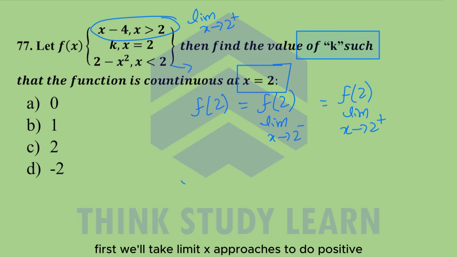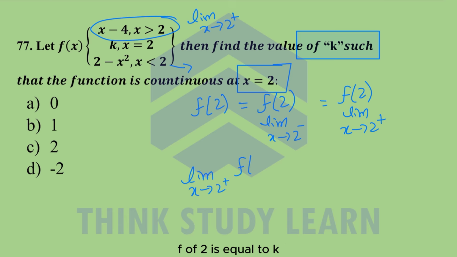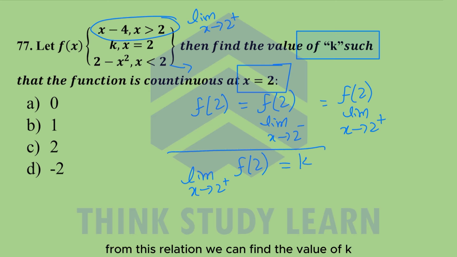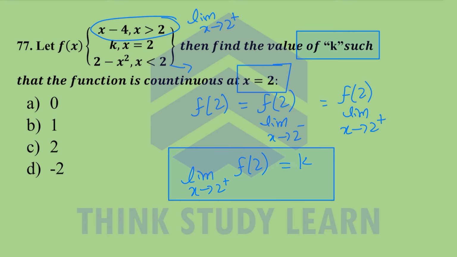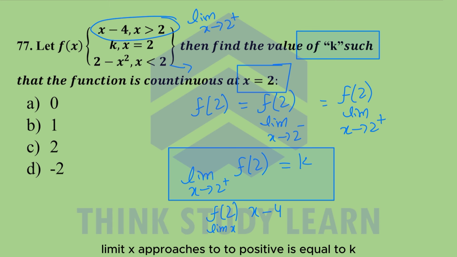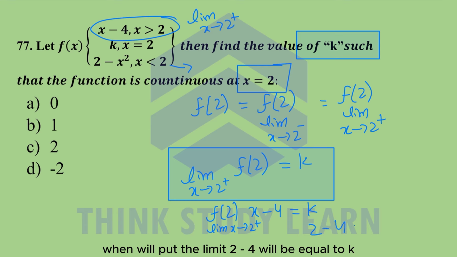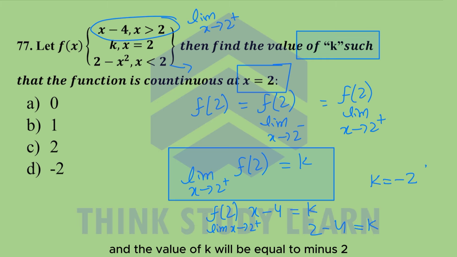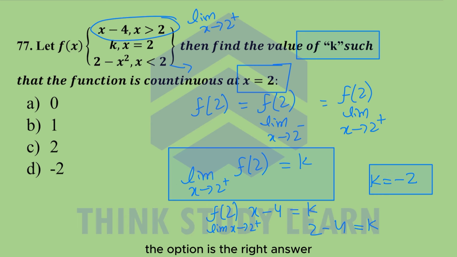First we will take limit x approaches to 2 positive, f of 2 is equal to k. From this relation we can find the value of k, putting the f of x, x minus 4, limit x approaches to 2 positive is equal to k. When we will put the limit, 2 minus 4 will be equal to k, and the value of k will be equal to minus 2. D option is the right answer.